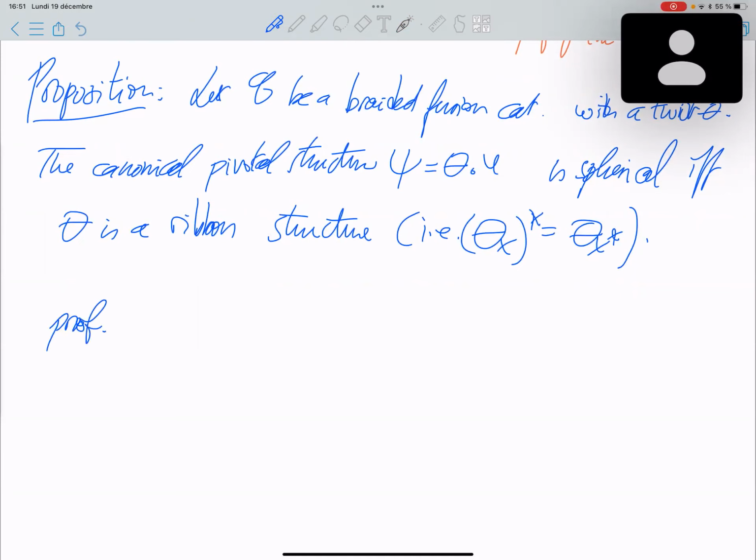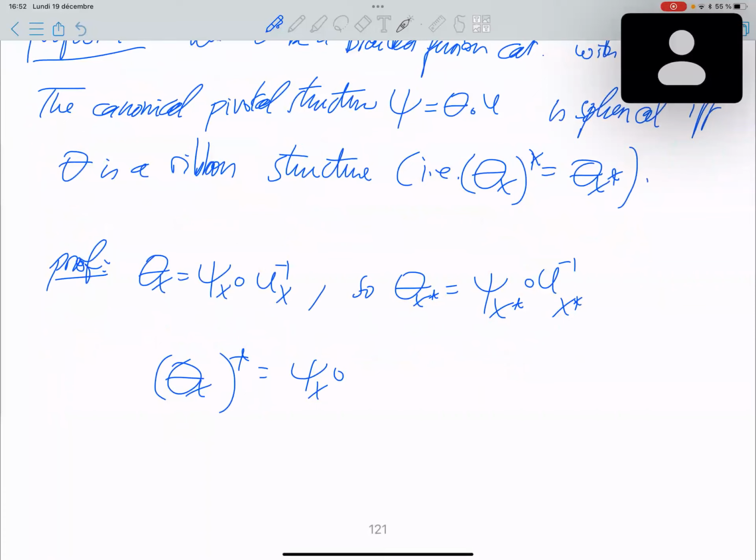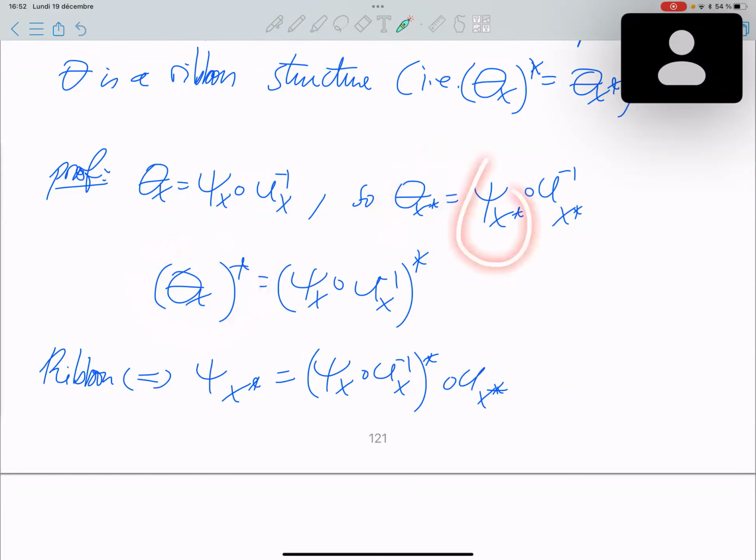So proof. Maybe I can prove one way. So theta x equal phi x composed with u x inverse. So theta x star equal star composed u x inverse star. So psi x star equal phi x composed u x inverse star. Okay. So Ribbon is equivalent to phi x star equal phi x composed u x inverse star composed u x star. So you just write that equal that. You put that here, and this here, you put this from the other side.